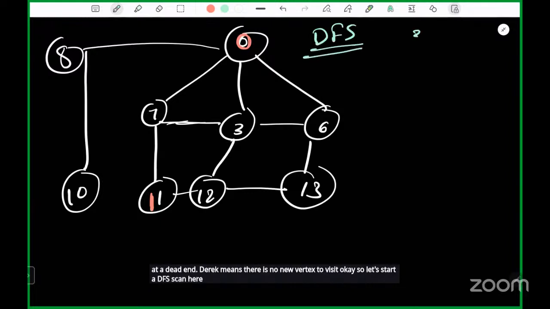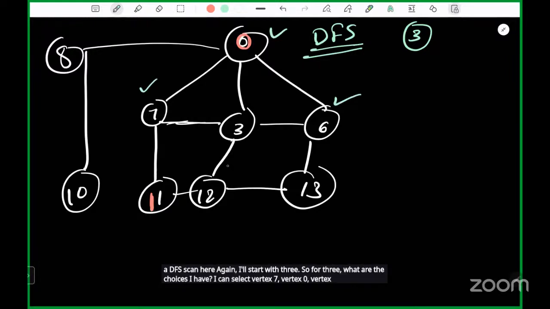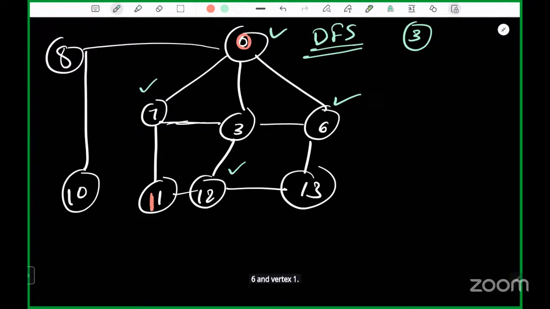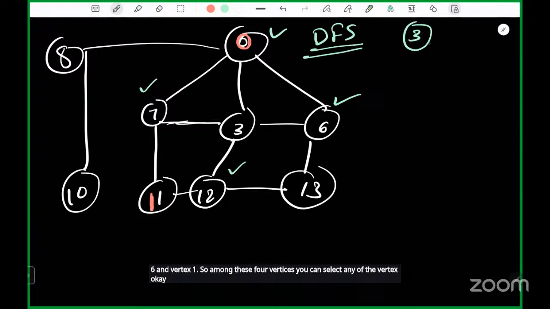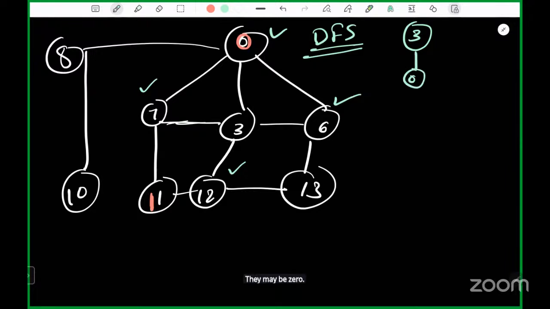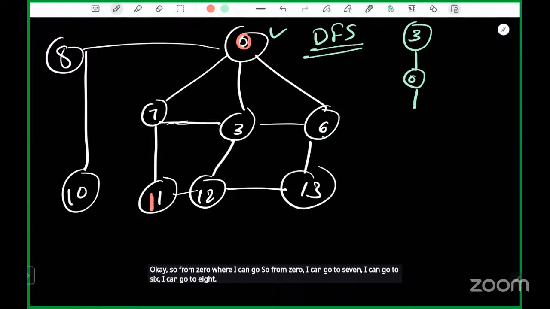So again, I'll start with 3. For 3, what are the choices I have? I can select vertex 7, vertex 0, vertex 6, and vertex 12. Among these 4 vertices, you can select any vertex. What is the vertex you want me to select? Say maybe 0. Let's stick with our convention. We will select the minimum one. So from 0, where can I go? From 0, I can go to 7, I can go to 6, I can go to 8. So from 0, let's go to 6.